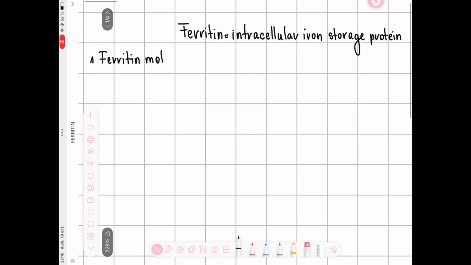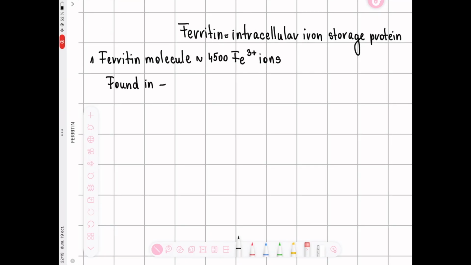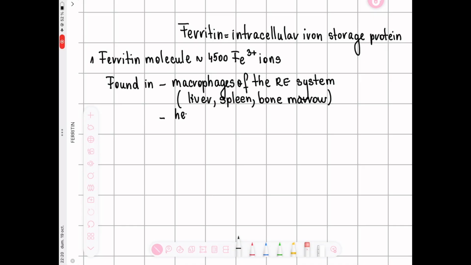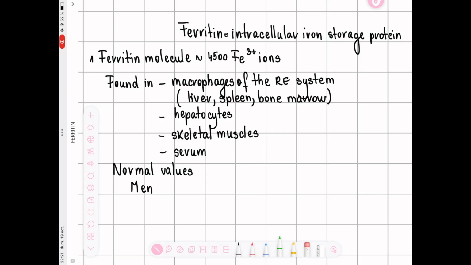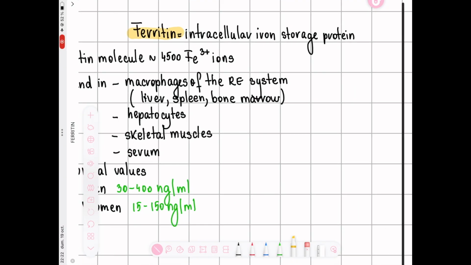Today we'll get down to the basics and talk about ferritin. Ferritin is an intracellular iron storage protein found in macrophages of the reticuloendothelial system, such as liver, spleen, and bone marrow, hepatocytes, skeletal muscle, and serum. Normal values for men are between 30 to 400 nanograms per milliliter, and for women between 15 and 150 nanograms per milliliter. One ferritin molecule can hold up to 4,500 iron ions.